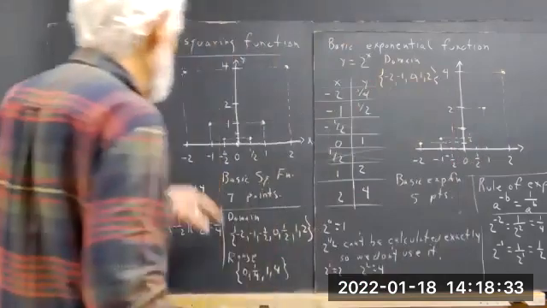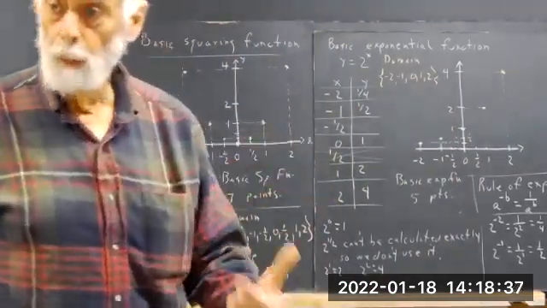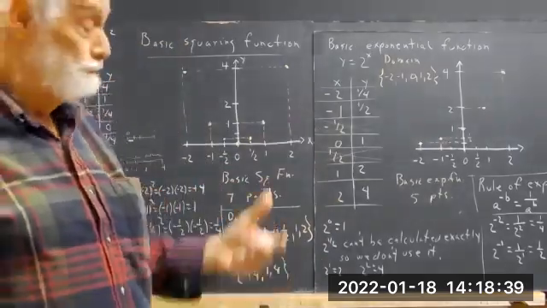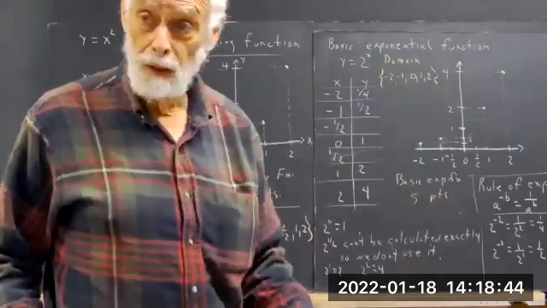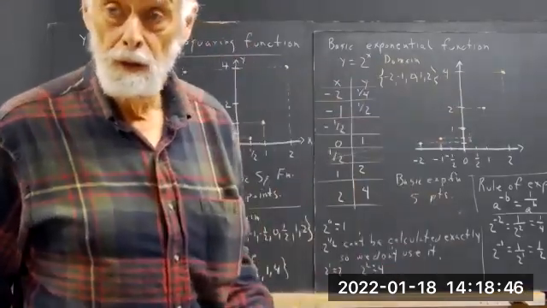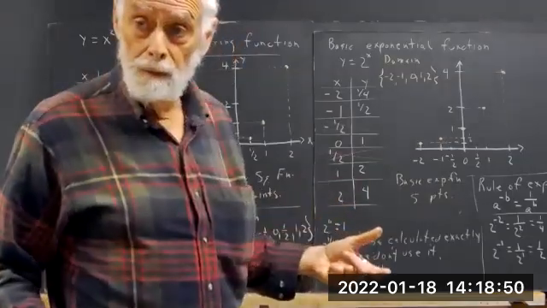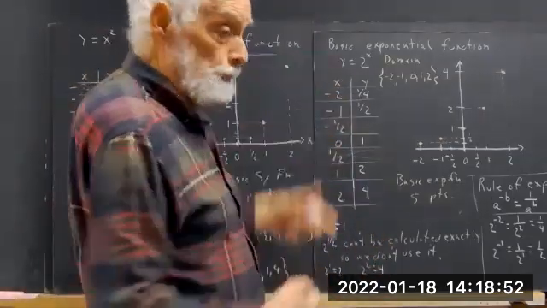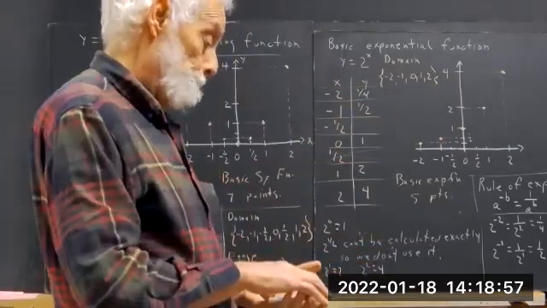It's not the same as the domain here because we've excluded 1/2 from the domain. Doesn't mean the exponential function doesn't have a value when x equals 1/2. We're going to estimate that in a minute. What it means is, though, that we can't calculate it. So we're not going to let it be in the domain of our basic function.